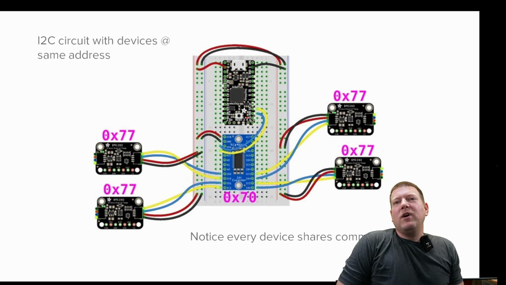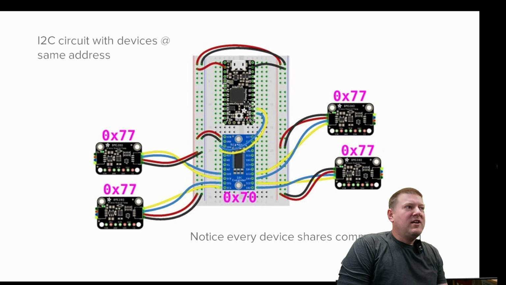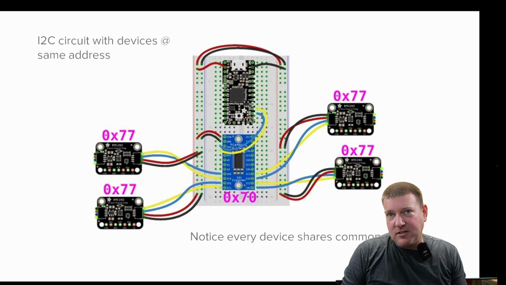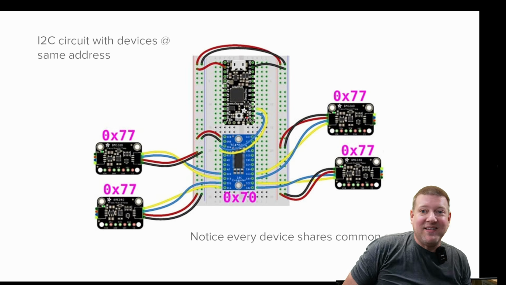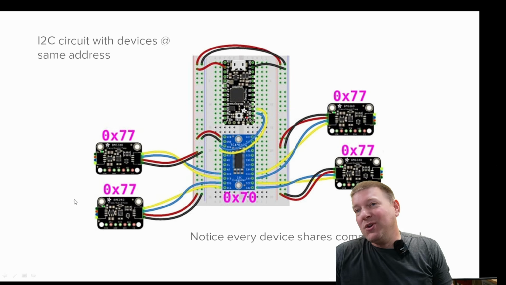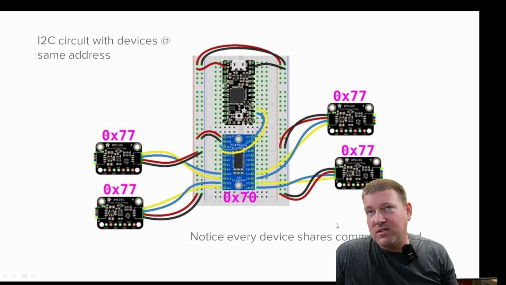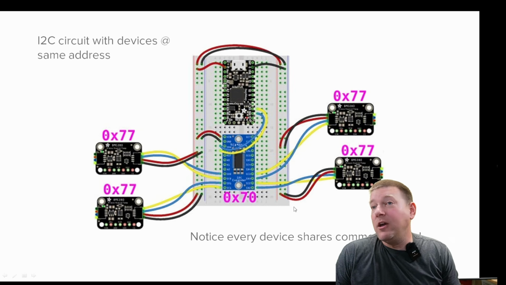So what do you do if more than one device on your network has the same address? Well, that's going to create some problems. It's definitely going to create problems. Usually, every device on an I2C network has to have a unique address.